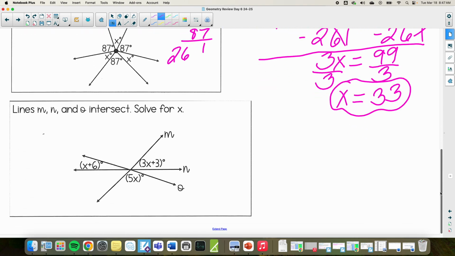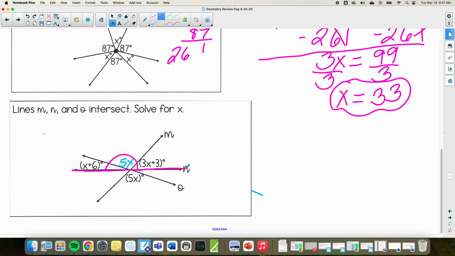Okay, now we're going to do one more. When you look at this one, does anyone see something I could do that would help me solve it? Yes. Do you get that if this is 5x, this is 5x? So yes, put it up where it's a vertical angle, and now we have a straight line, and we have x plus 6, 5x, and 3x plus 3, all making up that straight line.